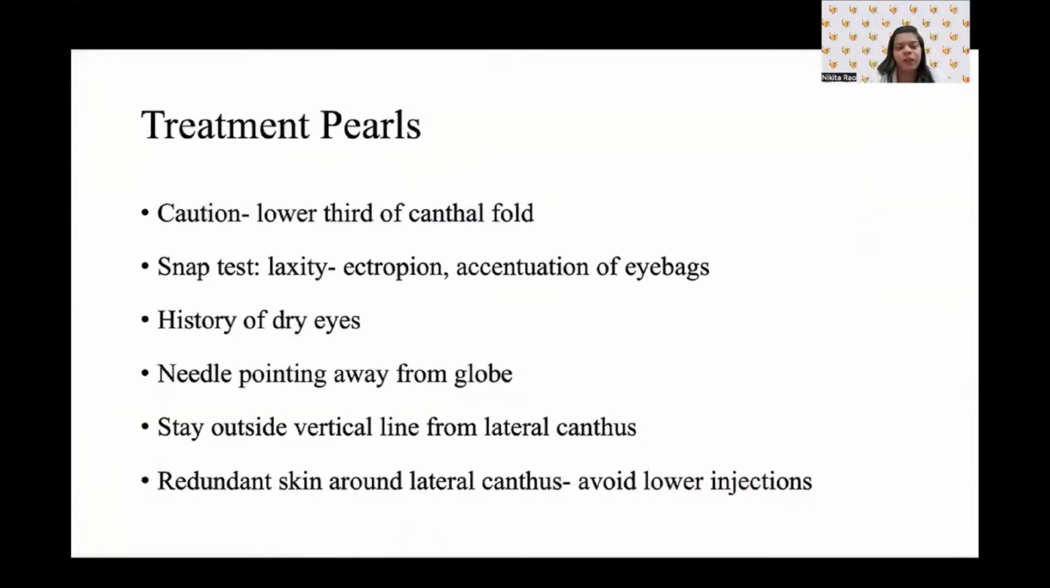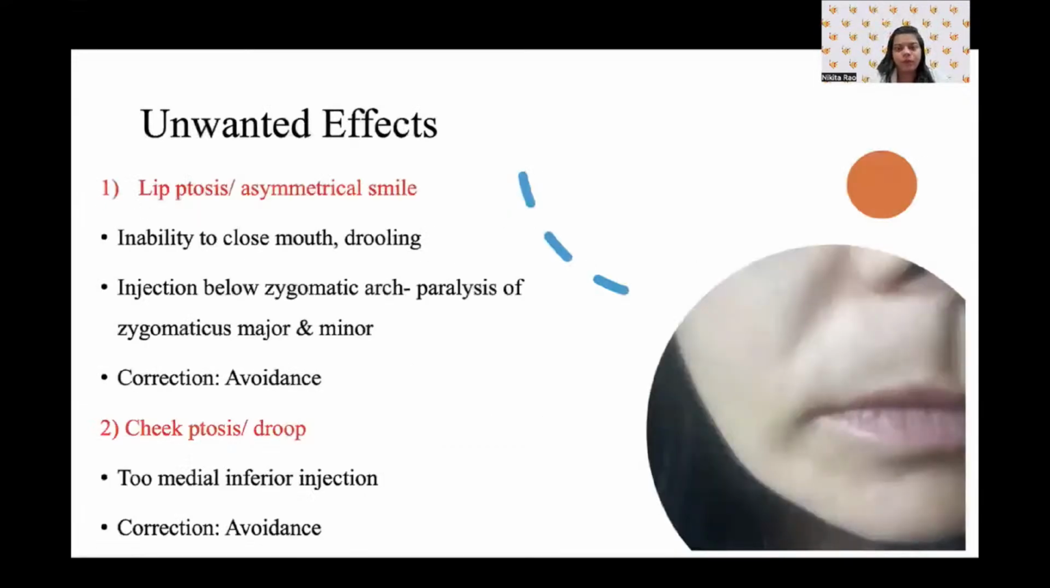Points to be remembered here: caution should be taken if the lower third of the canthal fold is being treated. If snap test positivity is present, then it can lead to ectropion or accentuation of the eye bags. History of dry eye should be taken before the treatment. The needle should always be pointing away from the globe. Stay outside the vertical line from the lateral canthus. If redundant skin is present around the lateral canthus, lower injection should be avoided.